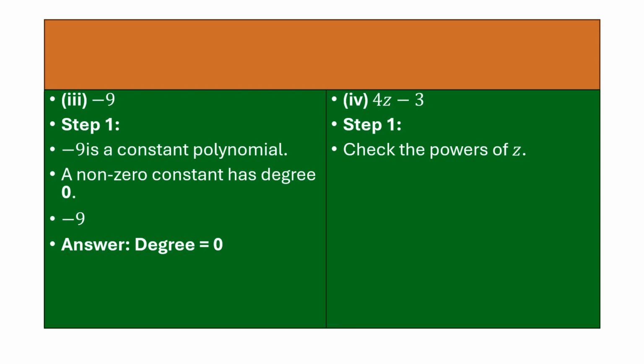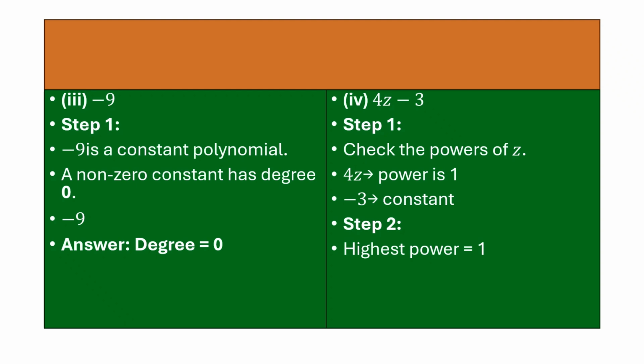4z minus 3. Let us check the powers of z. For 4z, the power is 1. For minus 3, it is a constant. So what is the highest power here? 1. And the degree is 1.